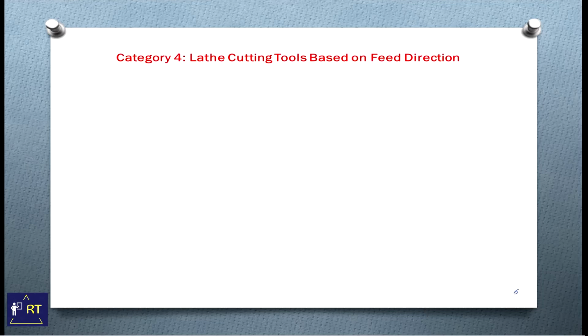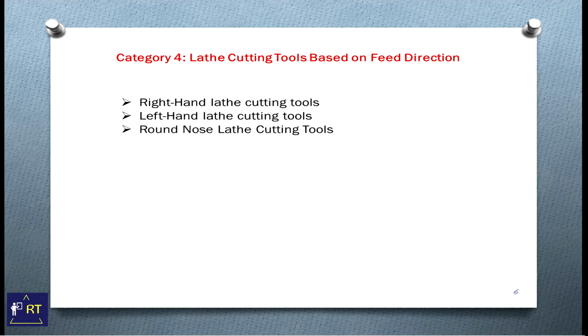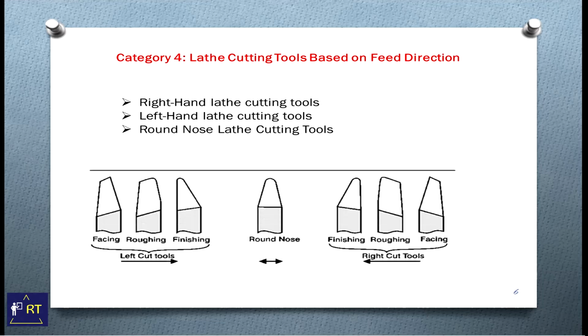Number 4, lathe cutting tool based on feed direction. Number 1, right hand lathe cutting tools, left hand lathe cutting tools, round nose lathe cutting tools. And these are the different types of lathe cutting tools based on feed direction. Facing, roughing, finishing is a left cutting tool; nose tools, and finishing, roughing, facing are right cutting tools.